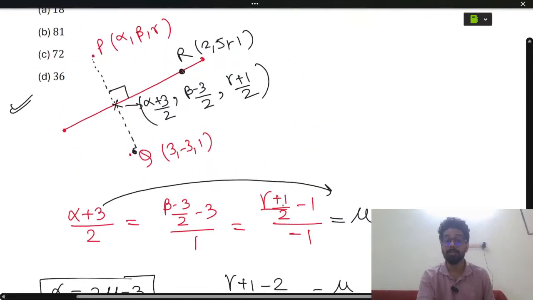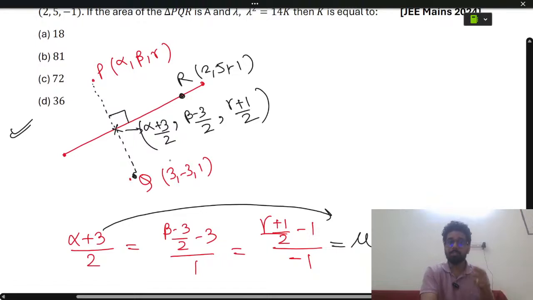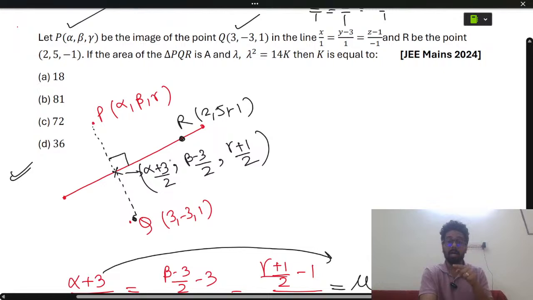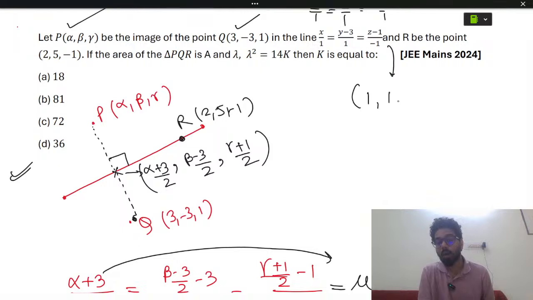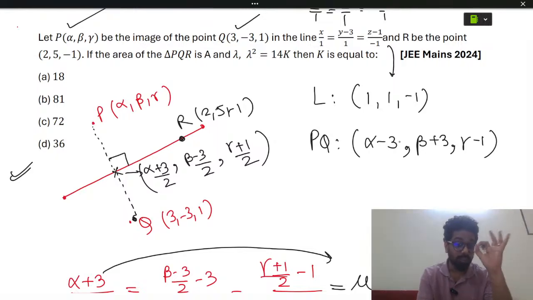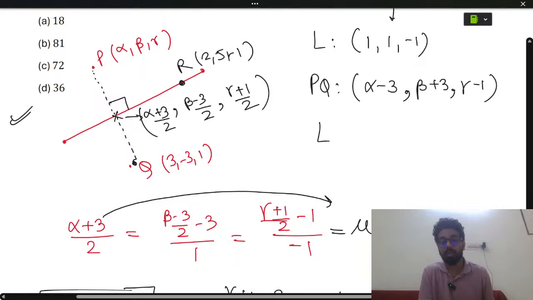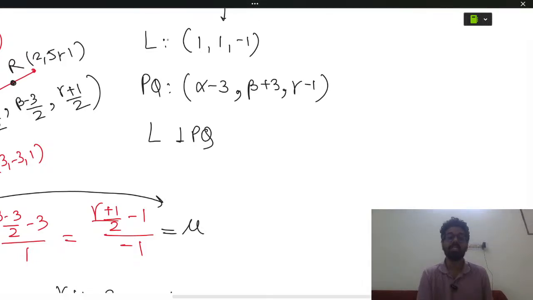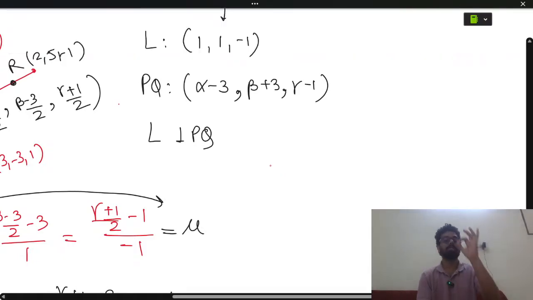Now guys, over here, last thing, that PQ is perpendicular to the line passing through point R, right? The mirror. What is the direction ratio of this one? 1, 1, minus 1. What is the direction ratio of PQ? Direction ratio of line PQ is alpha minus 3, comma, beta minus of minus 3, comma, gamma minus 1. And this is a concept of vectors, that L is perpendicular to PQ, that means that the dot product of their direction ratios has to be 0.